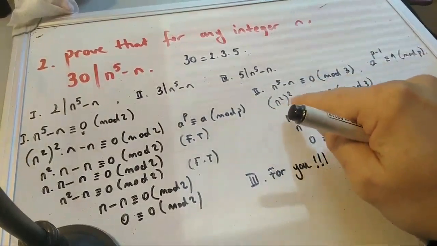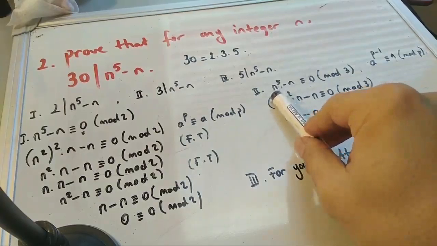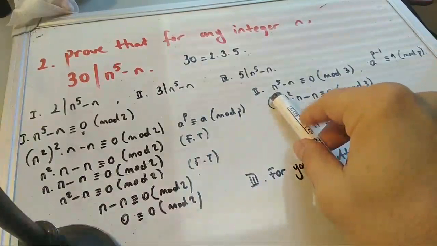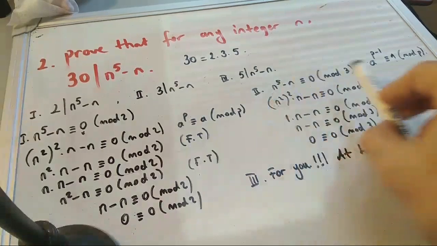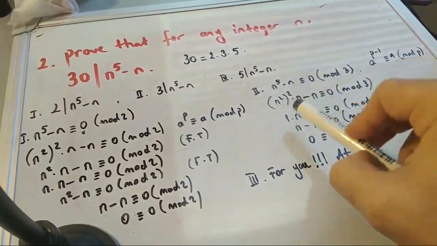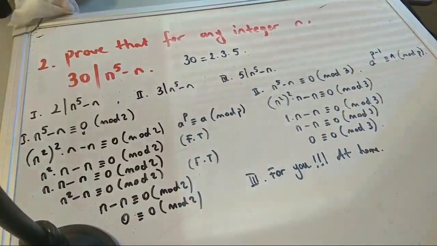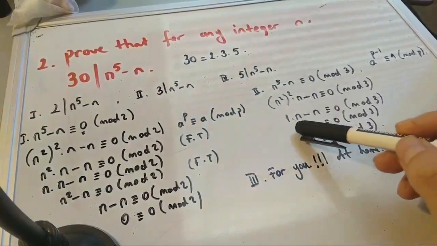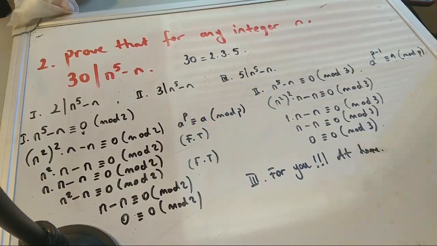So n squared to the power of 2. Instead of n squared, we can write a, any number. A squared in mod 3, what is it? 1. 1 times n minus n, and 1 times n is itself, n minus n, 0. 0 is congruent to 0 in mod 3. Okay, Blagoice?